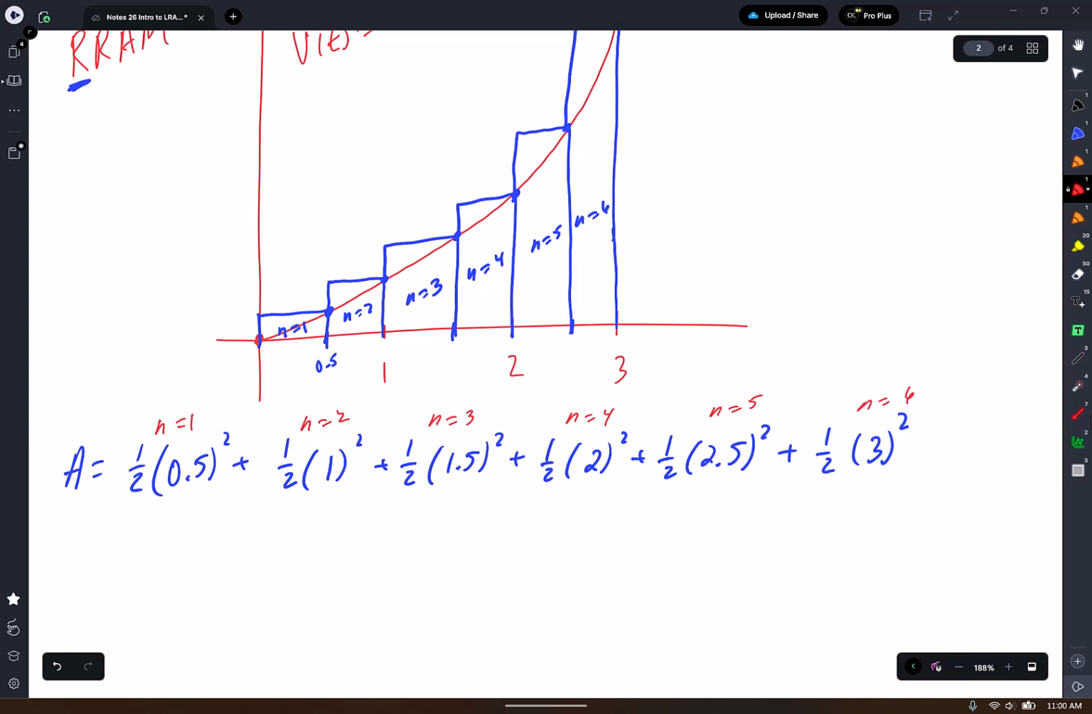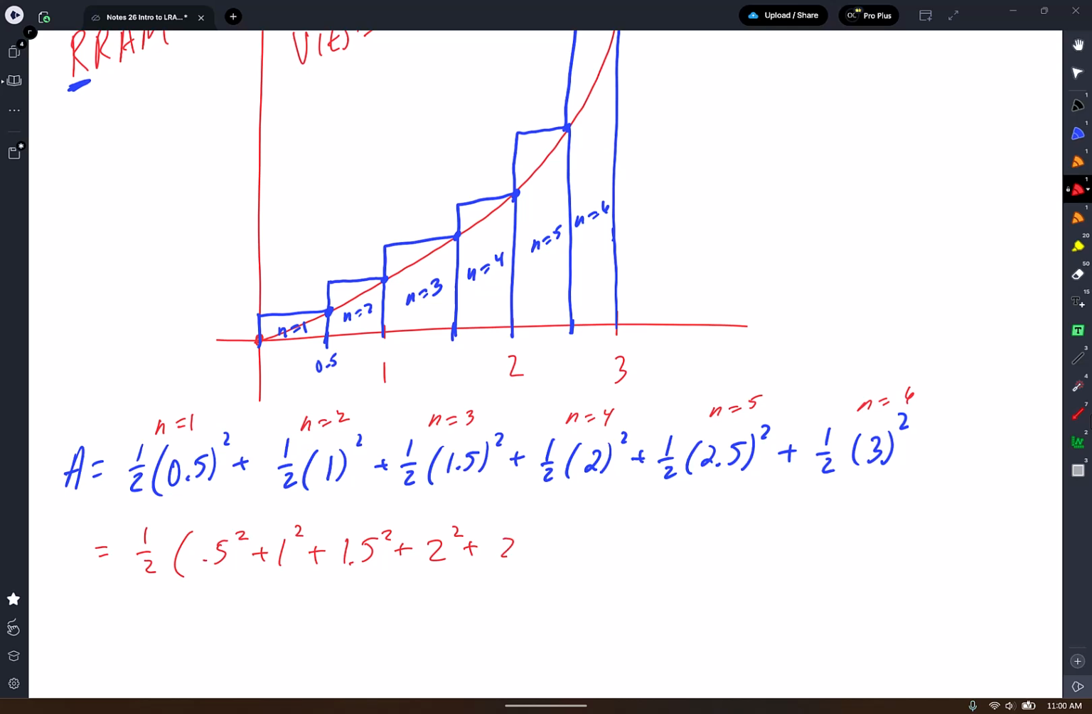All right. What's this area? Did someone figure it out? I guess you can factor out the half. 0.5 squared plus 1 squared plus 1.5 squared plus 2 squared plus... You need a calculator for this, guys. I don't know what that is, but I know it's a number.